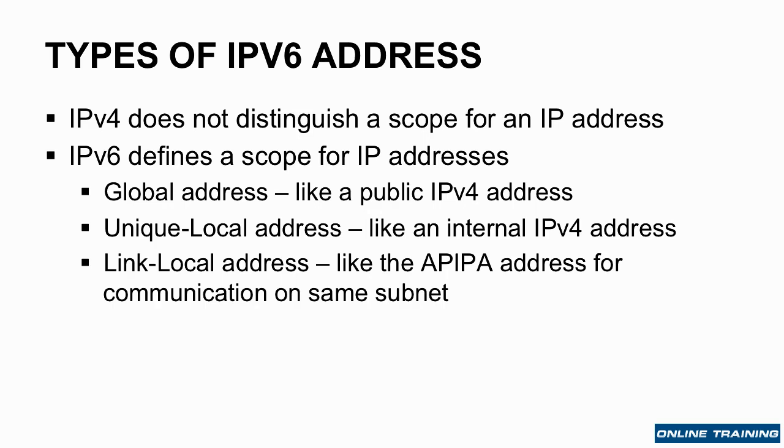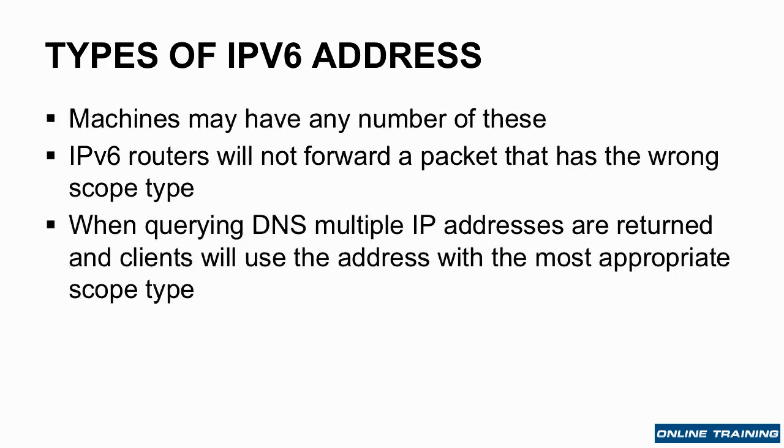Then there's link local address. This is like that automatically assigned IP address, the 169.254. It's where it works out its own IP address, so it can talk to machines on the local network. Now, machines may have any number of these. IPv6 routers are configured to route packets of a certain type. It will not forward a packet that has the wrong scope type. When I query DNS, multiple IP addresses are returned, and clients will use the address with the most appropriate scope type. So the client knows where they are, they understand the types of address they have, and then based on that return, they'll try and use the one that's kind of closest to them.